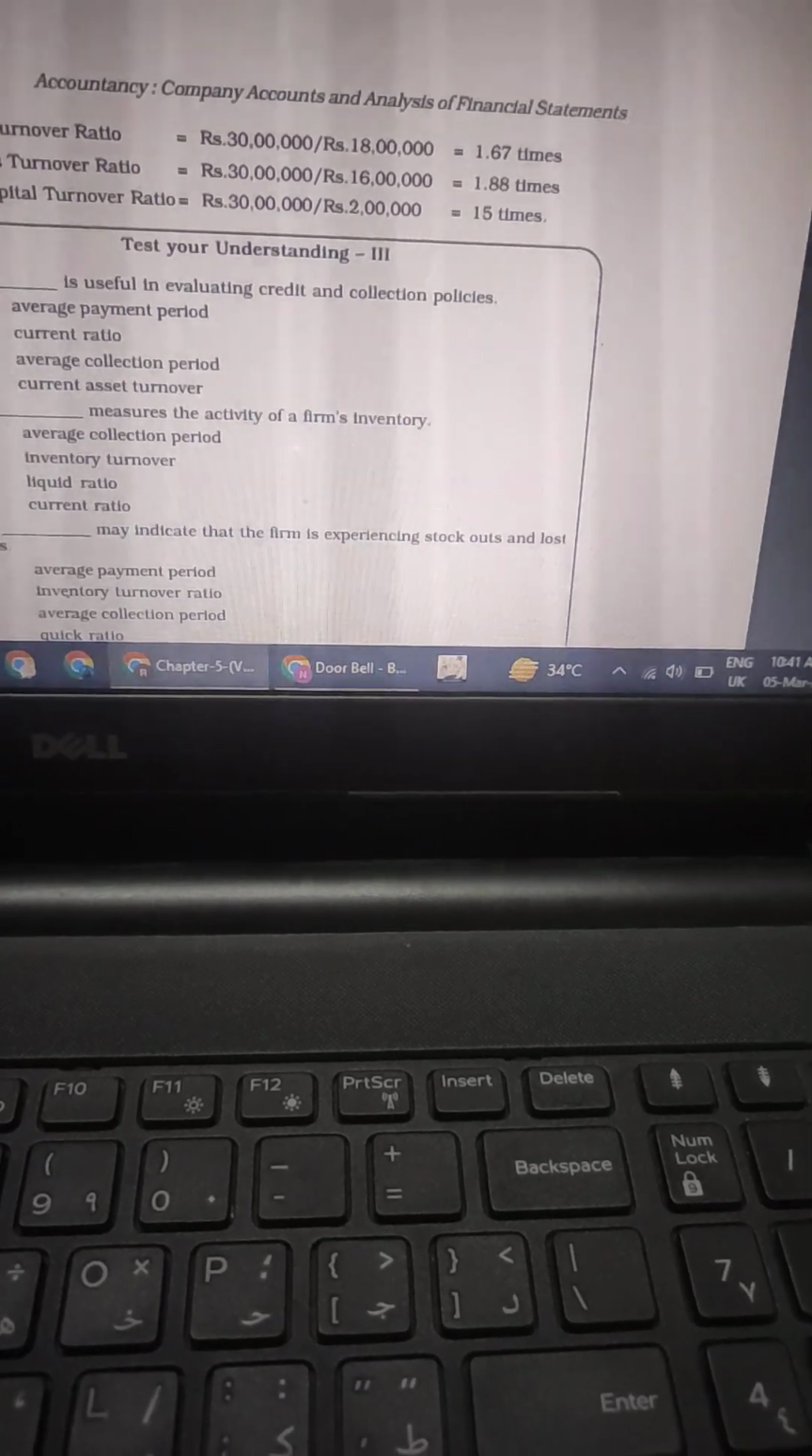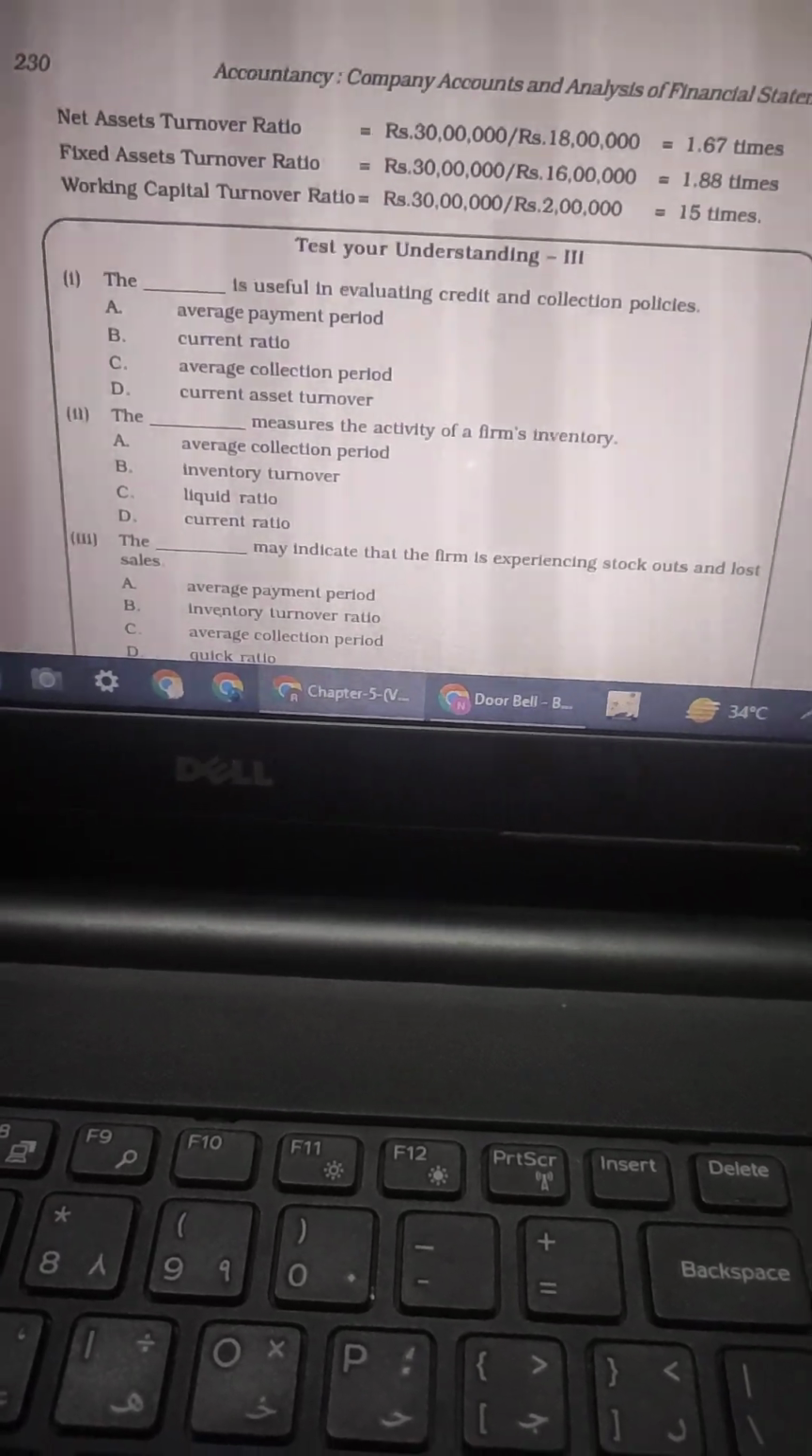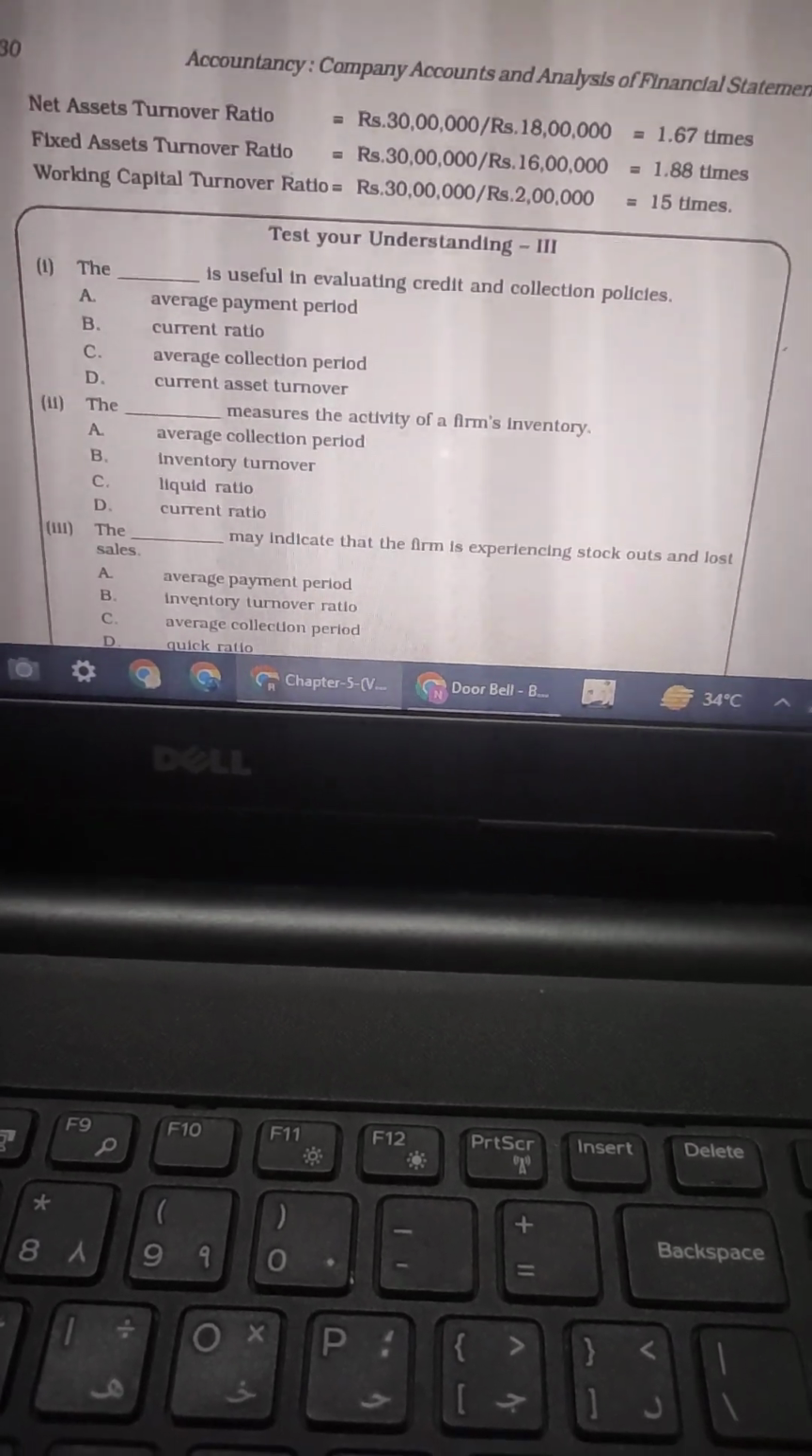The unit is times. Next we have to find the fixed assets turnover ratio. The formula is revenue from operations divided by net fixed assets.